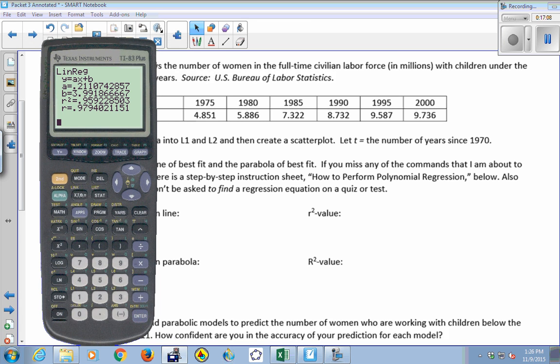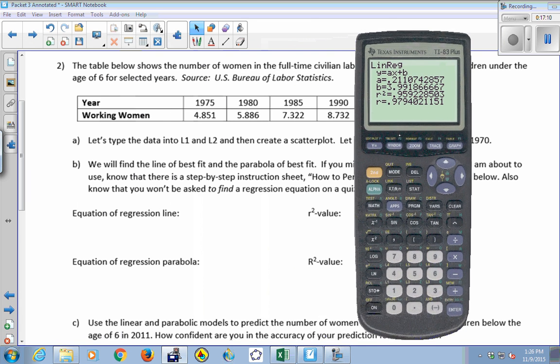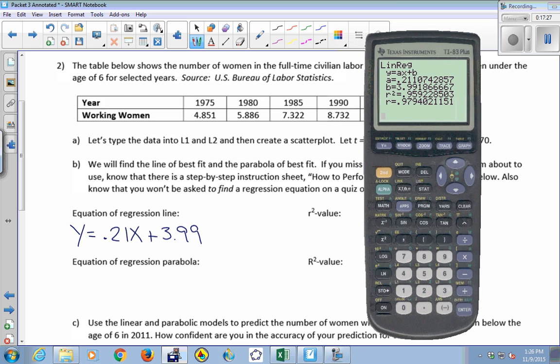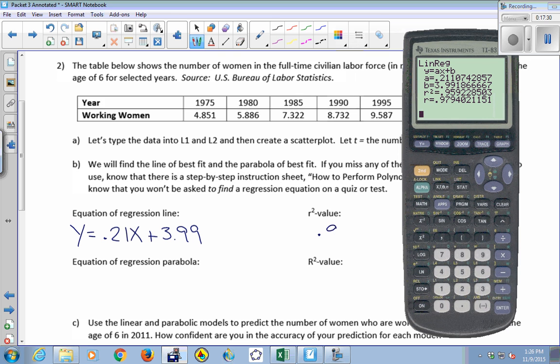All right, so I've got my line of best fit here. It is y equals, I'm just going to round a little bit here, 0.21x plus 3.99. And my R squared value is 0.96 if I round to 2 decimal places. Anybody not have R and R squared? Just one person? Okay, I'll come fix it. Okay, I think we're all on the same page with the linear regression.